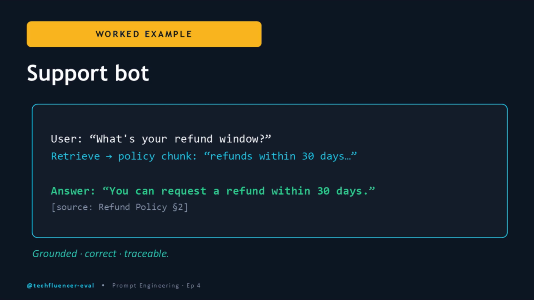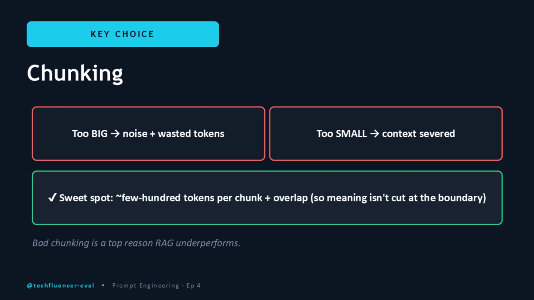Grounded, correct, and traceable. Chunking is quietly one of the most important choices. Chunks too large bring in noise and waste context tokens. Too small, and you sever the context a passage needs to make sense. A common approach is a few hundred tokens per chunk with some overlap, so meaning isn't cut at the boundary. Bad chunking is one of the top reasons RAG underperforms.